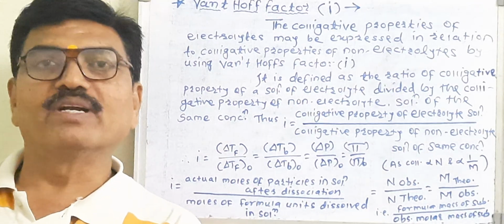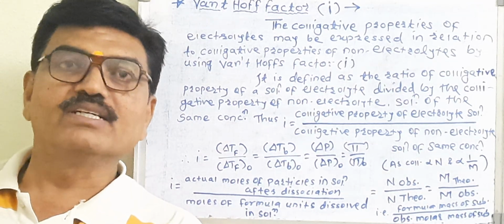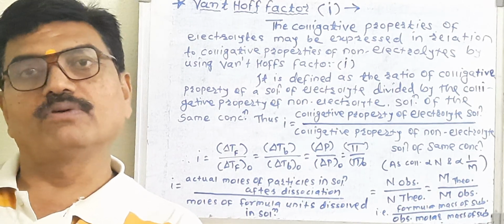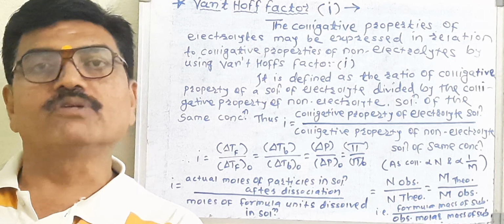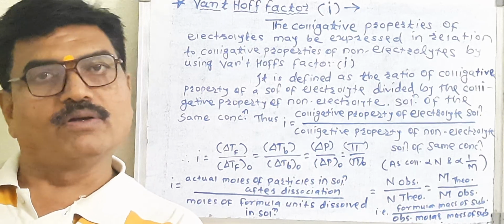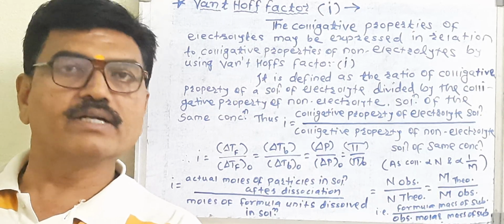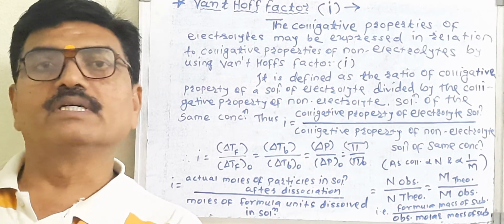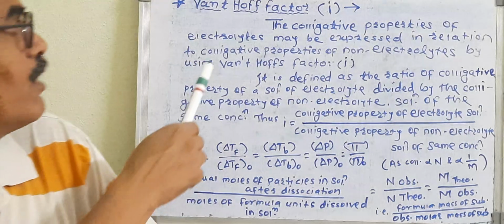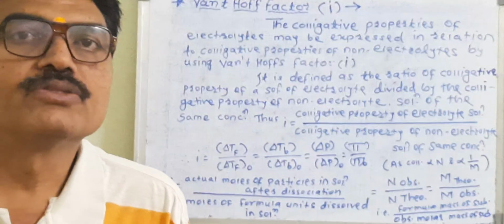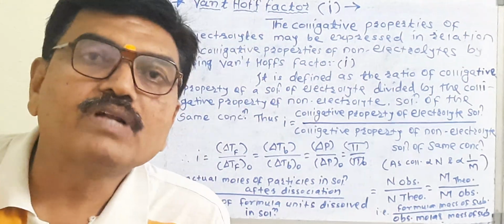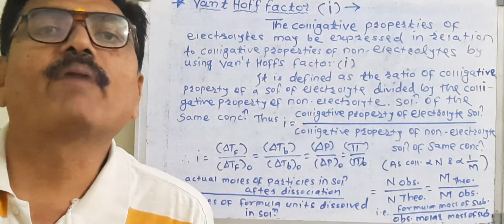This is video number 20 based on the topic solutions. Now in this video we are going to learn the last but very important article from this topic, that is the Van't Hoff factor. The Van't Hoff factor is denoted by the symbol i. Now try to understand what this Van't Hoff factor is.